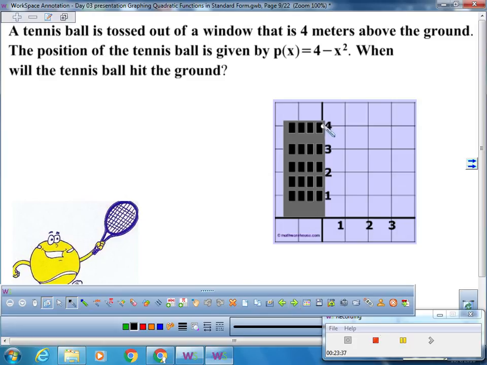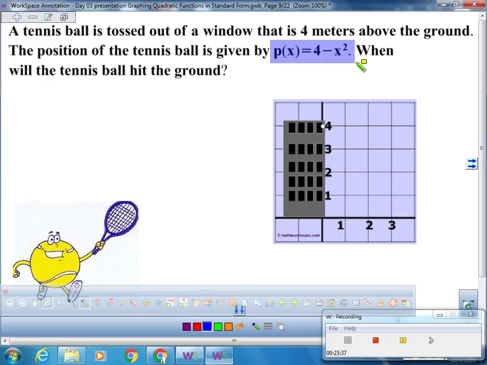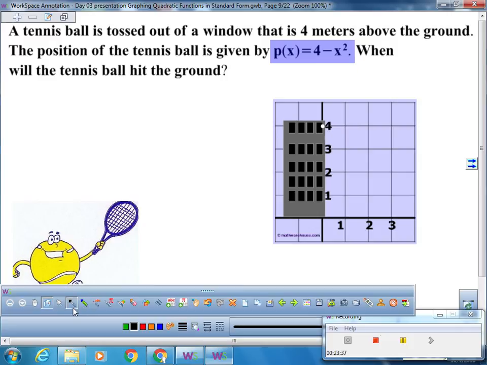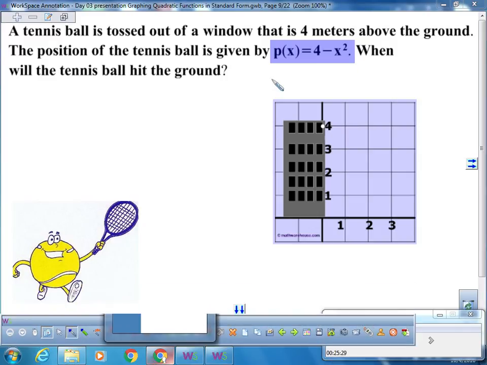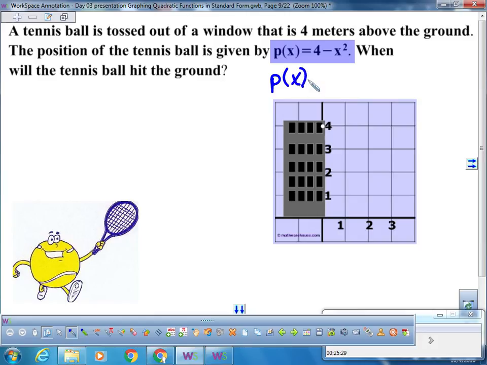above the ground. The position of the tennis ball is given by this equation right here. It's a quadratic equation. So what does a quadratic equation shape look like? Looks like this, right? Obviously, since it's falling, it's going to be falling. This negative x squared, I could rewrite it as p of x equals negative x squared plus 4.